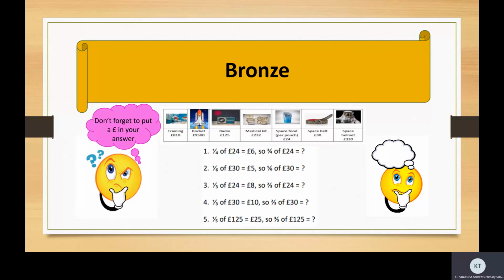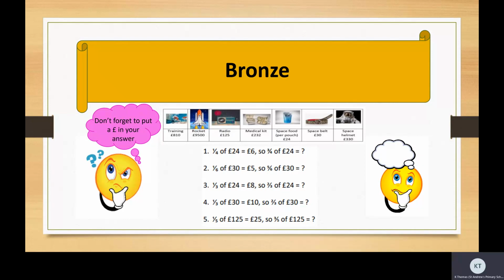Now, the bronze task asks you to calculate fractional quantities of different amounts of money. Top tip, don't forget what the emoji has in the pink thought bubble. Don't forget to put a pound sign in your answer because all of these questions involve money. So you need to show the unit you are measuring in your answer. And in this case, it's pounds. So you would write a pound sign.